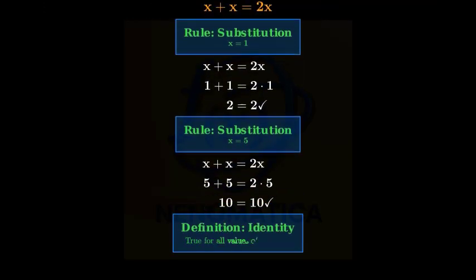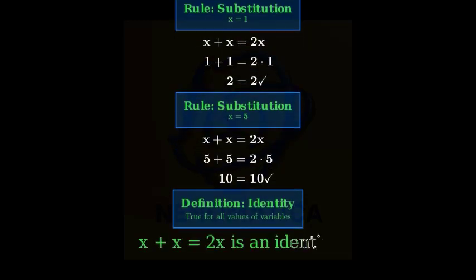So the equation is true for x equals 5. In fact, this equation is true for any value of x. When we add x to itself, we get the same result as multiplying x by 2. Therefore, x plus x equals 2x is an identity.